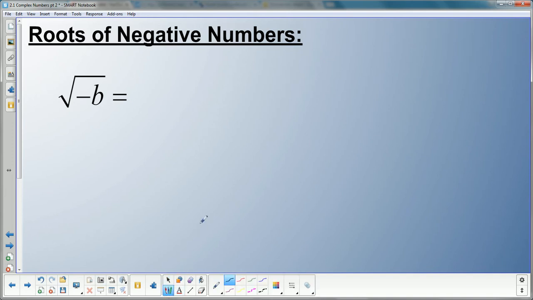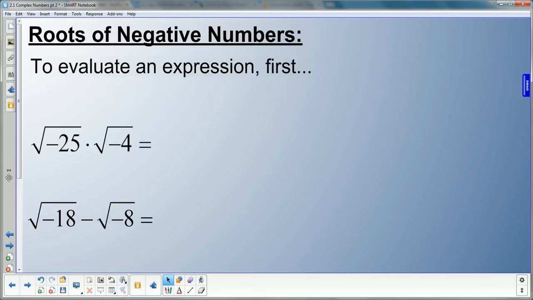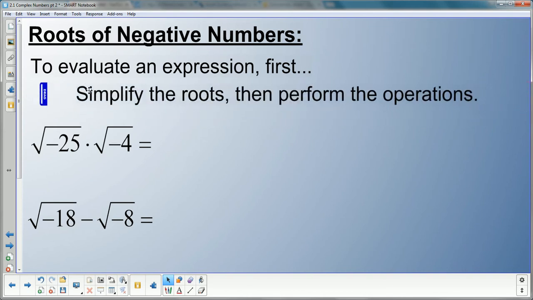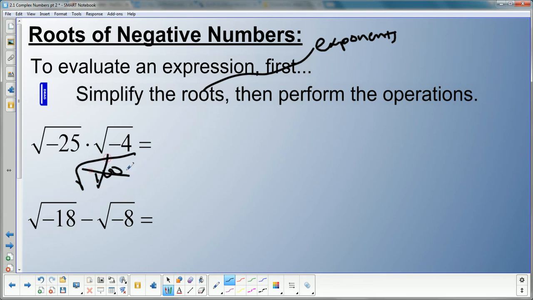Now, last piece is roots of negative numbers. This is something called the principal square root. So because we have a negative, we pull out an i. So we just get i times the square root of b. And we've all seen that before, nothing too new for us. The trick comes when we want to evaluate an expression that has negative in both of these, and we need to remember order of operations. So really, we simplify the roots first, because roots are exponents. Remember, we could write a square root as 1/2. So we don't want to just say that this is a square root of 100, because that would be wrong.